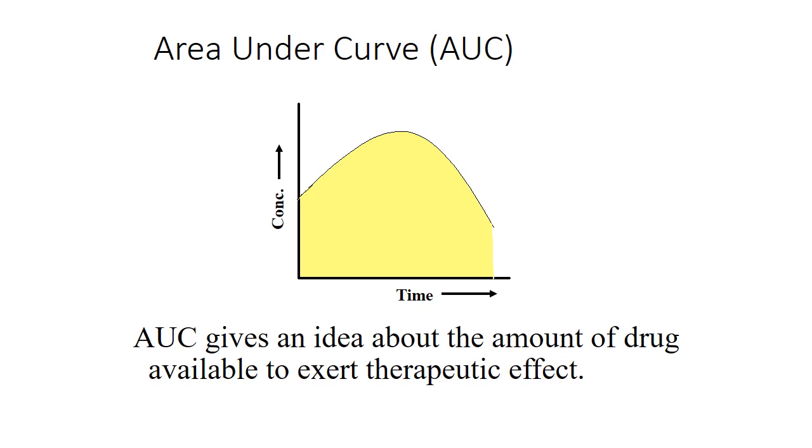Another thing which you need to understand is area under curve. Look at the graph. On the x-axis we have time and on the y-axis we have concentration. As time goes, the concentration of the drug increases in the body, but at a certain period of time the concentration of the drug will reach its maximum peak. After that, as time progresses, the concentration of the drug falls. This creates an area, and this is called the area under curve.